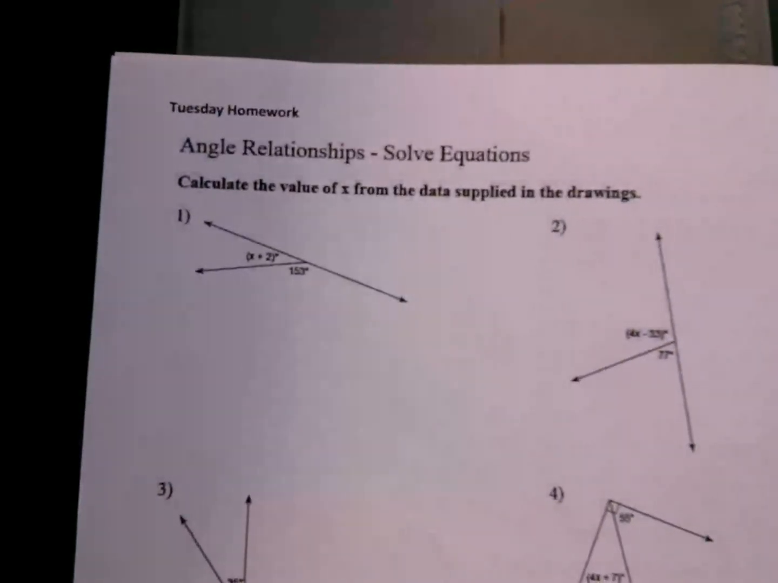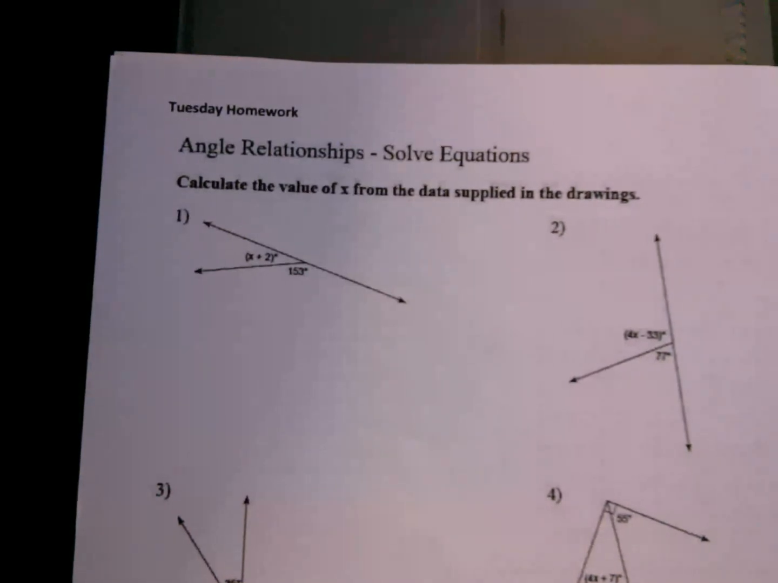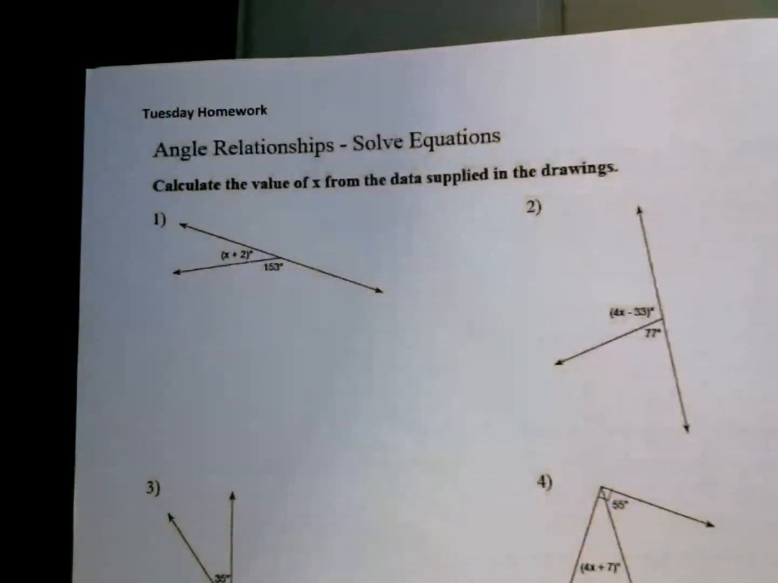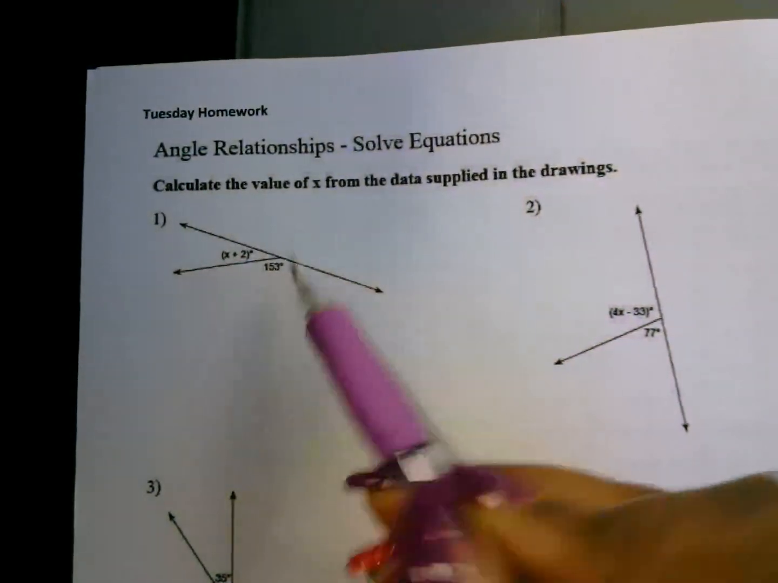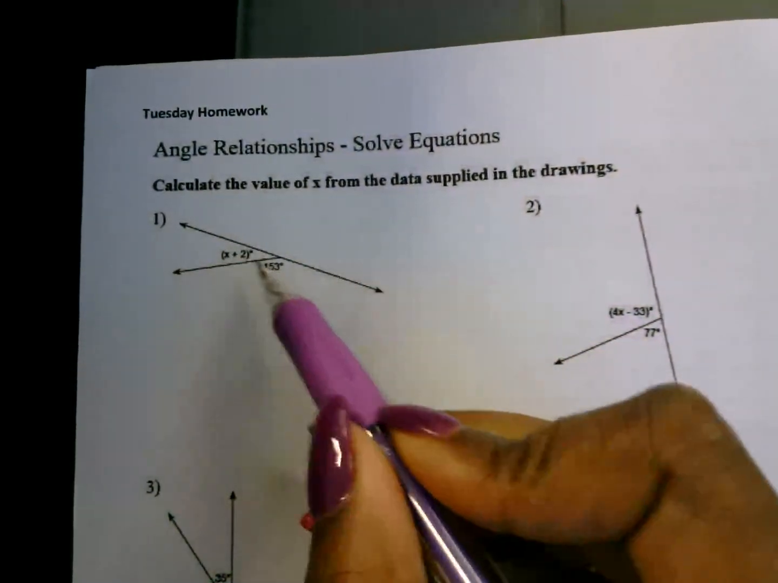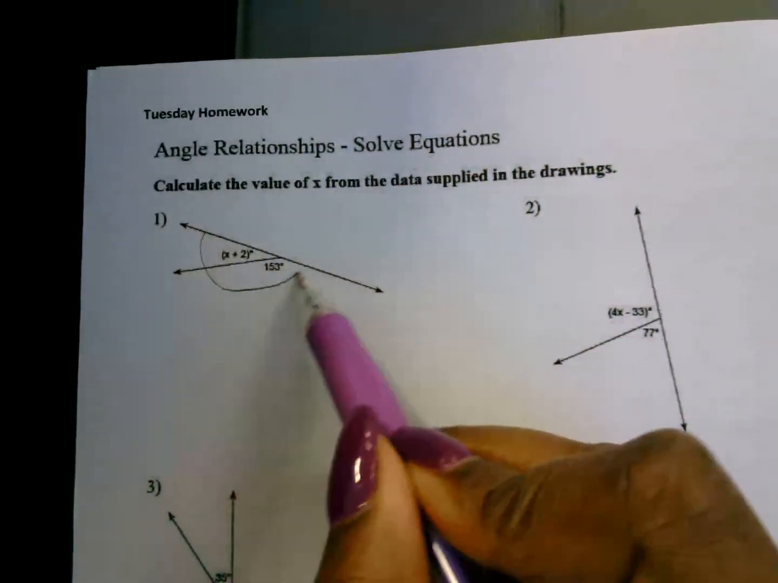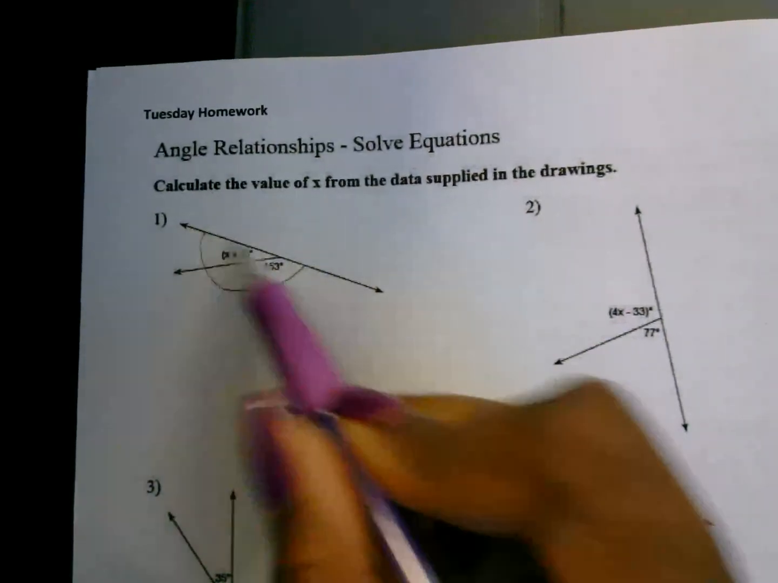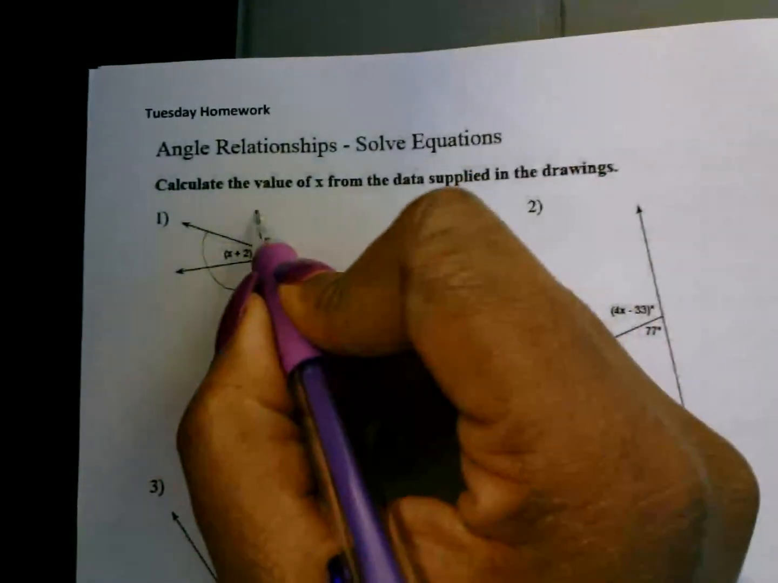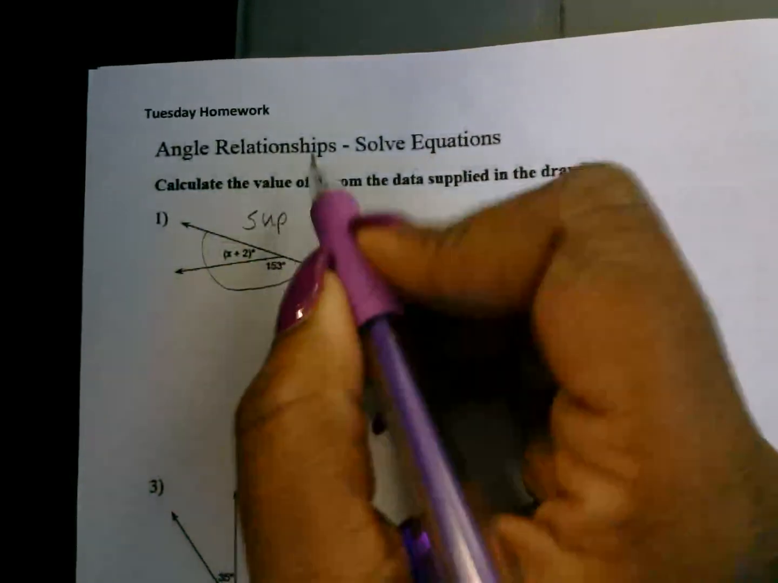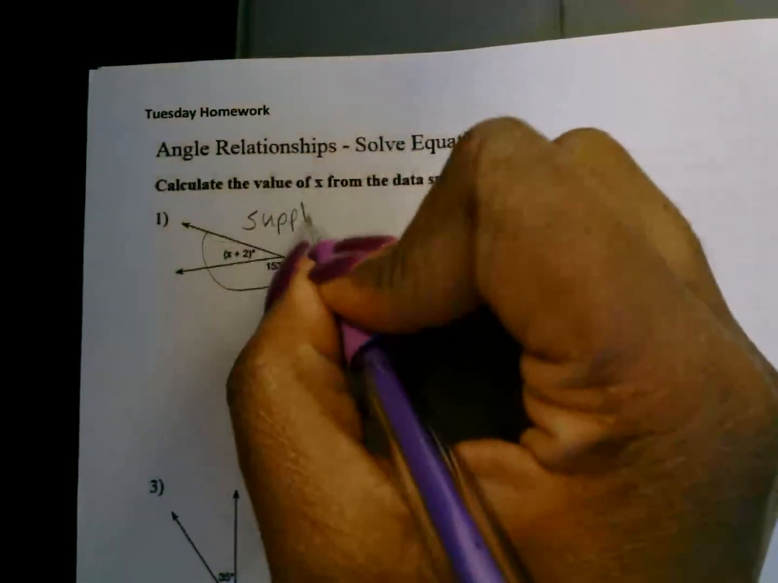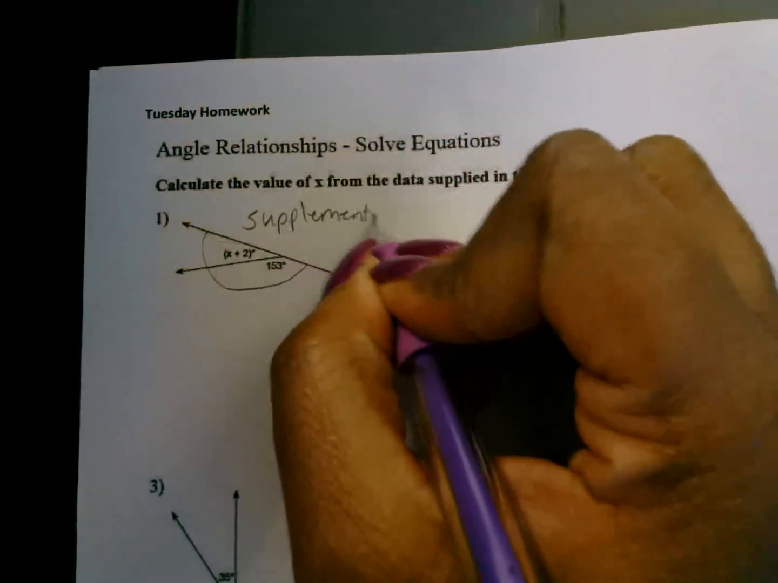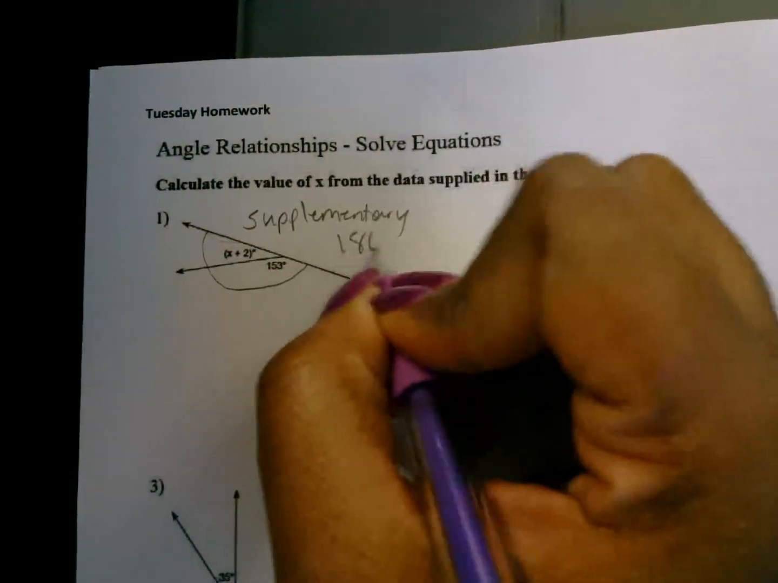Okay, so we're working on solving equations and angles. The relationship between these two angles in the picture is that the two angles are supplementary. When you add them together, they form a straight line. They are supplementary, so that means they add up to 180 degrees.